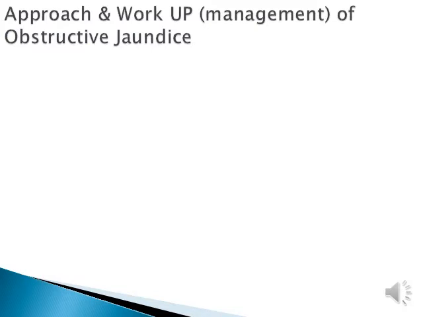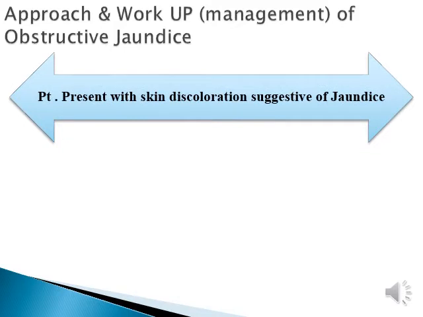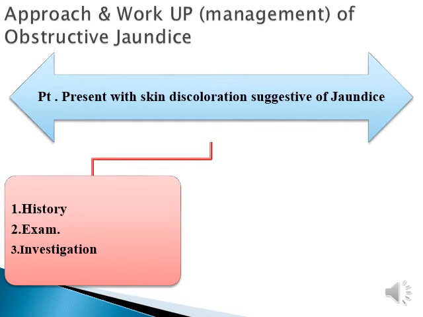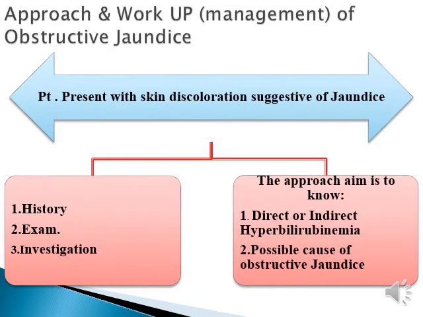Approach and workup management of obstructive jaundice. The patient presents with skin discoloration suggestive of jaundice. Firstly, you need to take history, examination, and investigation, and I will speak in detail about each of them. What is the aim? The aim of this approach is to know whether it is direct or indirect hyperbilirubinemia. Two, if it is direct, then what are the possible causes of obstructive jaundice? This is the aim of our workup or approach. So in the next slide, I will speak in detail about history, examination, and investigation.